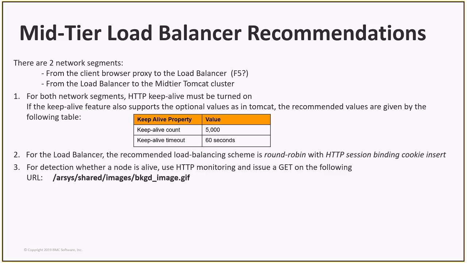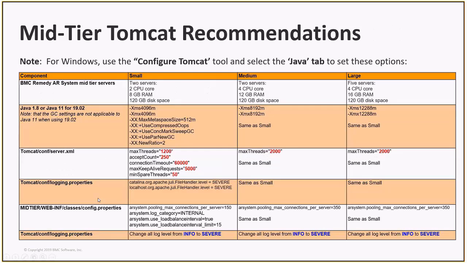Now, if you are going to use your load balancer to detect if a node is alive, we recommend using HTTP monitoring and use a GET on the following URL, the ARSys shared images background image GIF. So you can just use that URL, and whether you can access it or not will let you know if the node is alive. So let's look at some of the sizing recommendations.